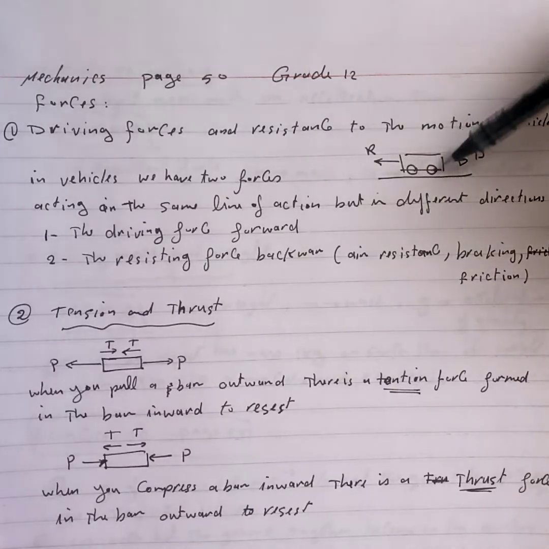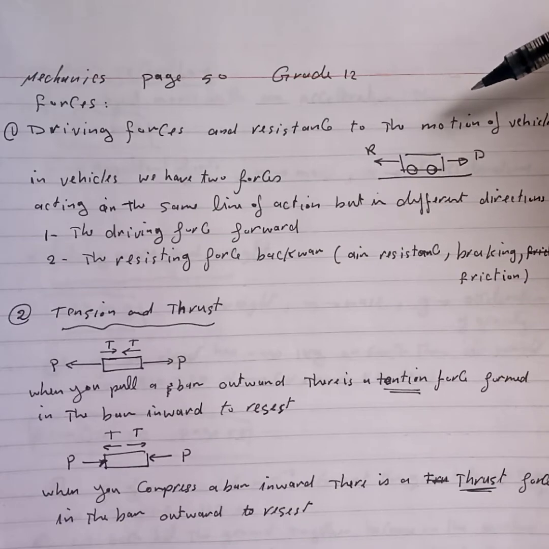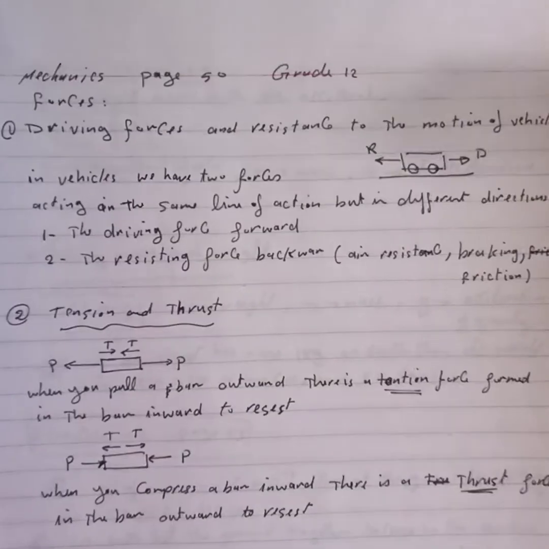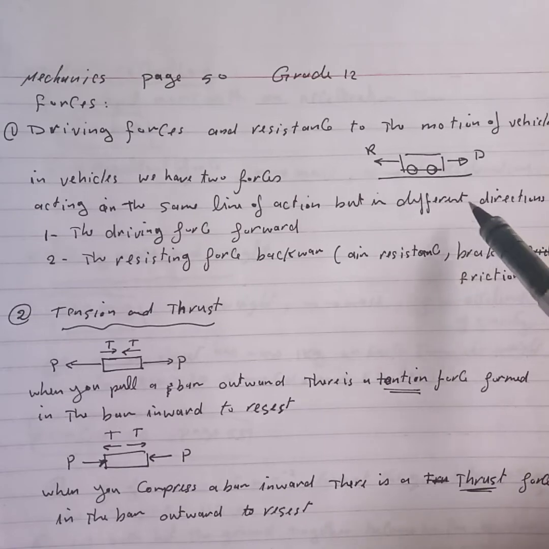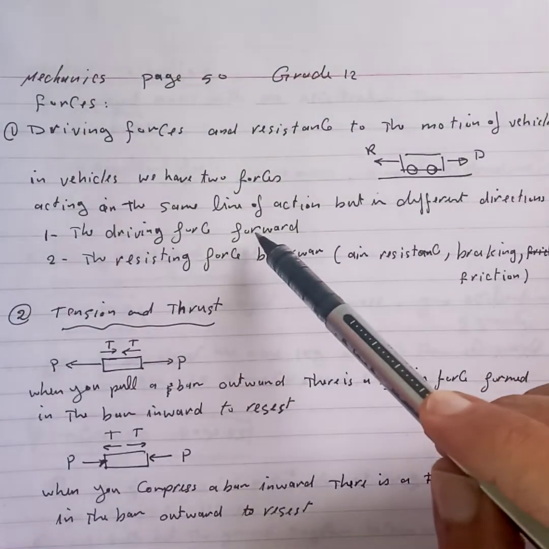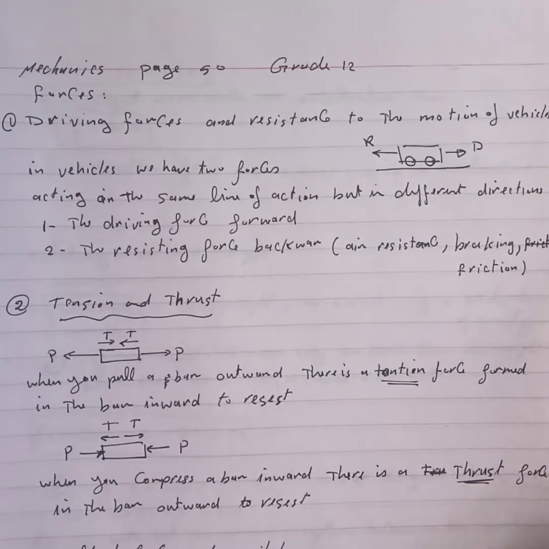When a car or any vehicle moves, there are two forces applied: the driving force, which takes the vehicle forward, and the resistance force, which takes it backward. So in the vehicle we have two forces acting on the same line of action, but in different directions. The first is the driving force, and the second is the resistance force, which is represented by the air resistance, the braking, and the friction.